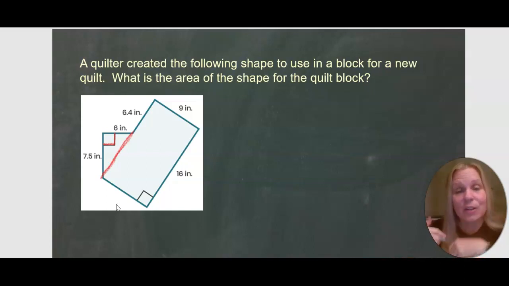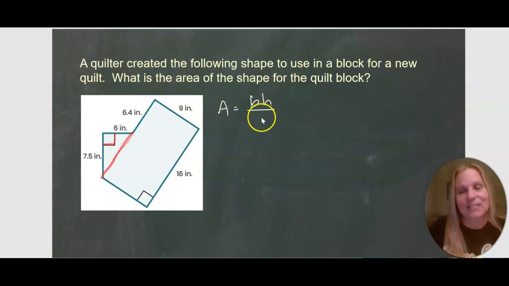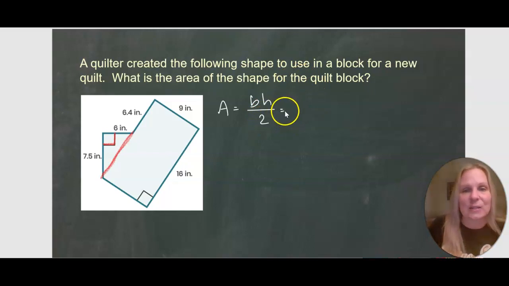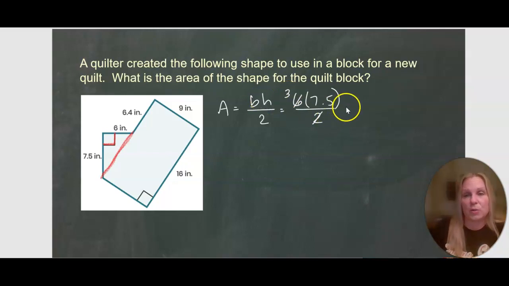The order doesn't matter. So to find the area of my triangle, I'm going to multiply base times height and then divide by 2, because every triangle is half a rectangle. And then that's going to be 6 times 7.5 divided by 2. I'm going to do a little shortcut here. I'm going to divide the 6 by 2 and get 3. So 3 times 7.5 is 22.5. That's just for my triangle.